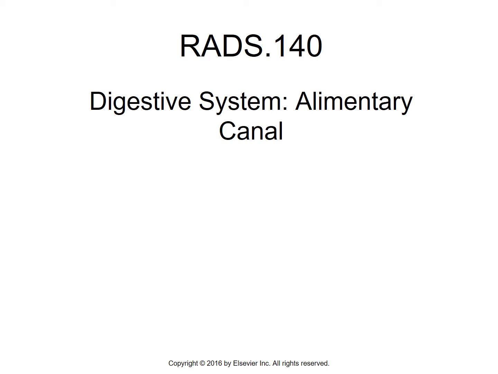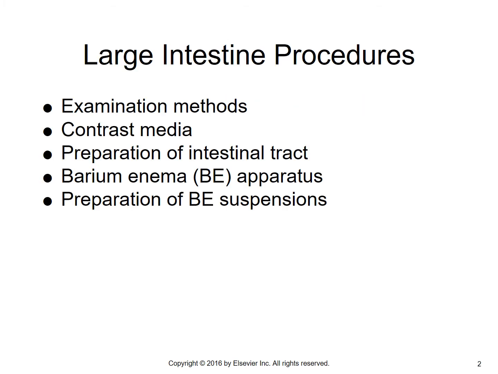Hello everyone, today we're going to talk about the digestive system, the alimentary canal, and the positioning and the procedures that are involved in demonstration of the large intestine radiographically. So we'll talk about examination methods, contrast media, preparation of the intestinal tract, the apparatus itself for the barium enema, and any preparation that the patient must do before the BE examination.